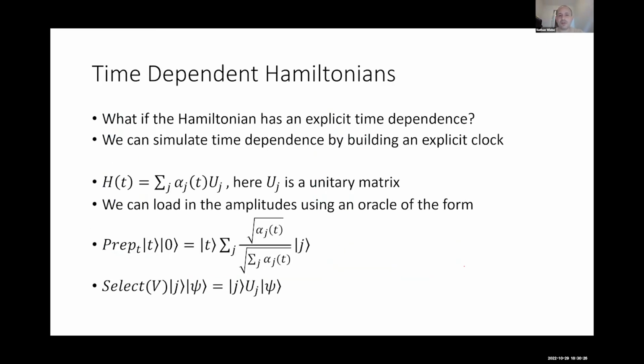Now, specifically, the way that we can end up addressing this is by doing the following. We can consider building a prep circuit that takes a Hamiltonian that more generally is of the form sum over j of alpha_j(t) U_j, because we could consider the time-dependent case. The most generic way that we can do this is by coming up with a circuit that encodes all of these amplitudes for our prep.